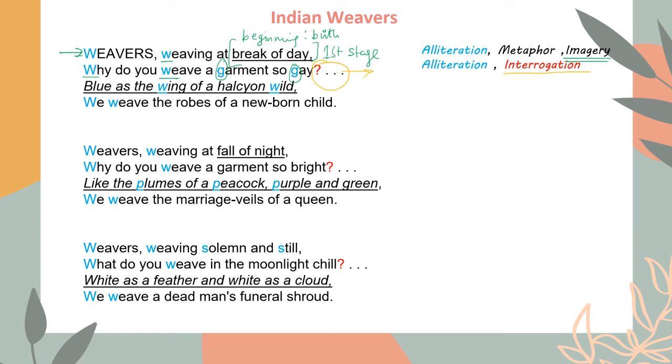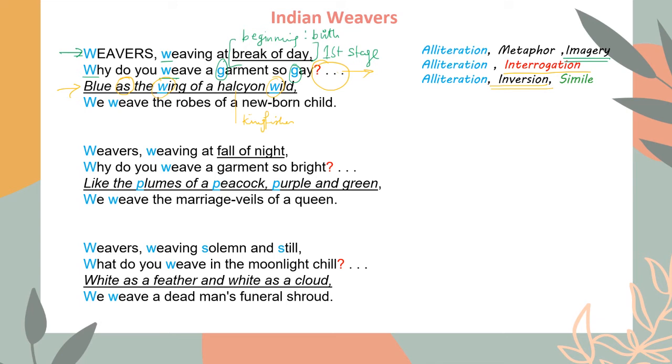All right, so in the third line you can see blue as the wing of a halcyon wild. So halcyon is a bird, and the color of the garment is blue. It's so bright, like it is the wing of the halcyon bird. Halcyon is kingfisher. So there is an indirect comparison, and so there is a simile because the words chosen are as. The poetess is trying to compare the color of the garment with the brightness of the halcyon bird.